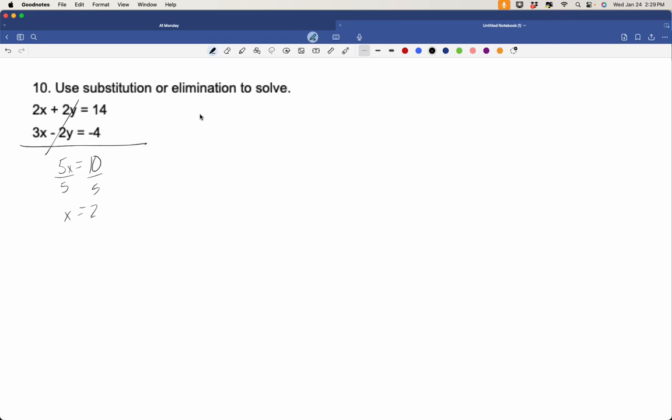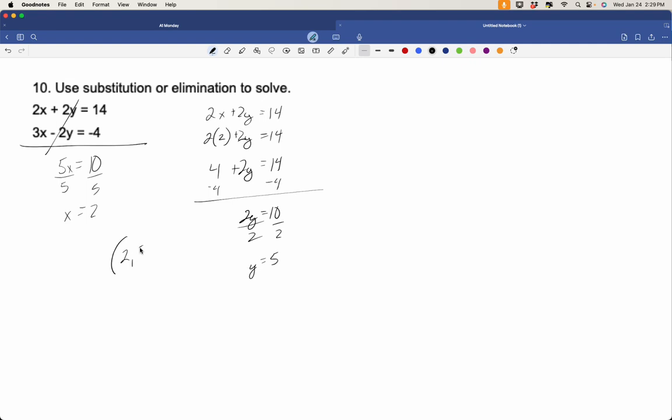So now I could pick one of these. I'm going to pick the first one, 2x plus 2y equals 14. I'm going to take the value of x. 2 times 2 plus 2y is equal to 14. 4 plus 2y is equal to 14. Subtract 4 from both sides. 2y is equal to 10. Divide both sides by 2. Y is equal to 5. And your answer should be 2, 5. Just like that. All right, let's look at the next one.